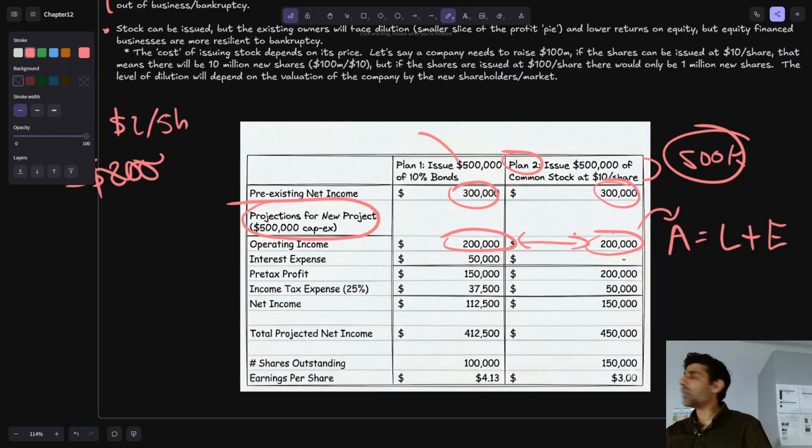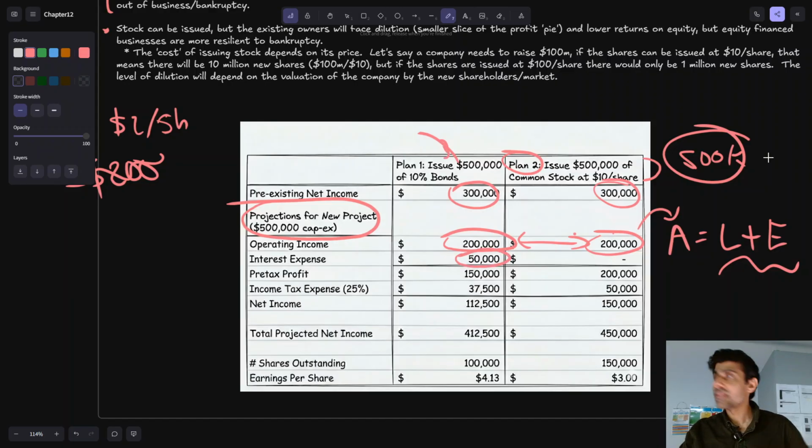Now we're going to think about the difference in this financing decision. In the case of the bond, we're going to have this interest. In the case of the stock, we have no interest. So you can see that our pre-tax profit is lower by issuing the bond than it is with the stock issuance. So at this point, if you're a first order thinker, you're like, oh, well, obviously I should issue the stock because it's more profitable. Okay, so let's keep going.